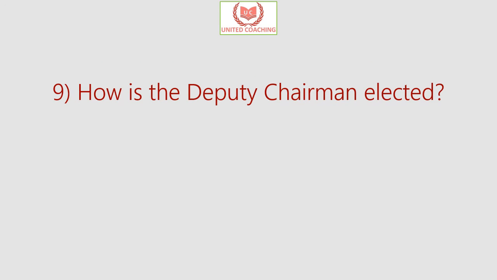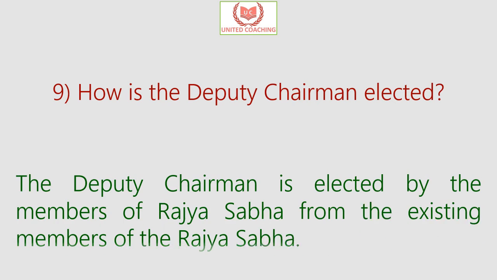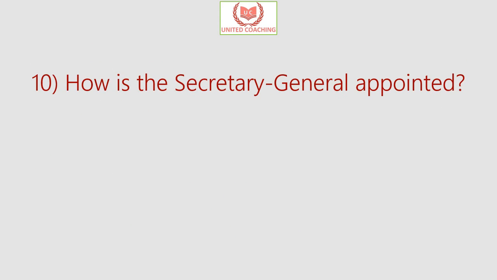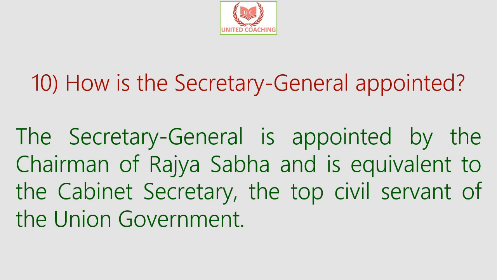Our next question is, how is the Deputy Chairman elected? So answer is, the Deputy Chairman is elected by the members of Rajya Sabha from the existing members of Rajya Sabha only. Our next question is, how is the Secretary General appointed? So answer is, the Secretary General is appointed by the Chairman of Rajya Sabha and is equivalent to the Cabinet Secretary, who is the top civil servant of the Union government.